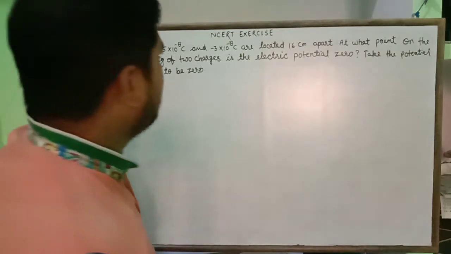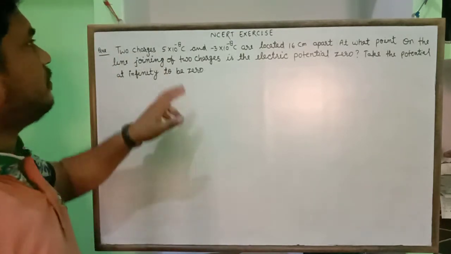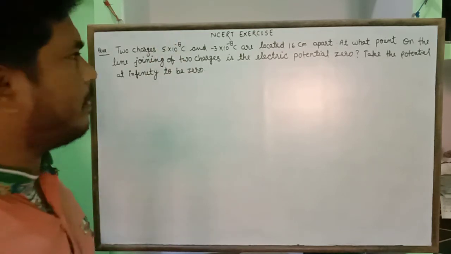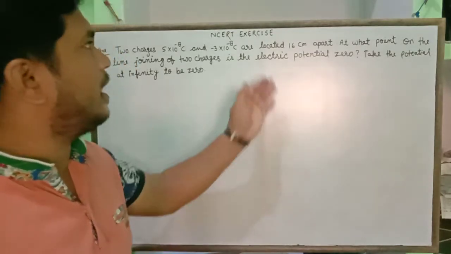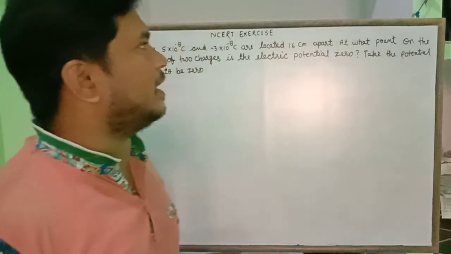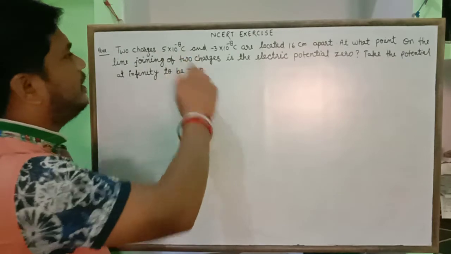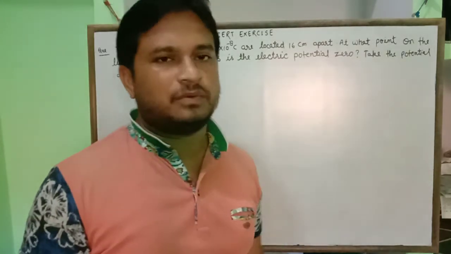of this chapter, and the first question of this chapter is: two charges 5 into 10 to the power minus 8 coulomb and minus 3 into 10 to the power minus 8 coulomb are located at 16 centimeter apart. At what point on the line joining the two charges is the electric potential zero?